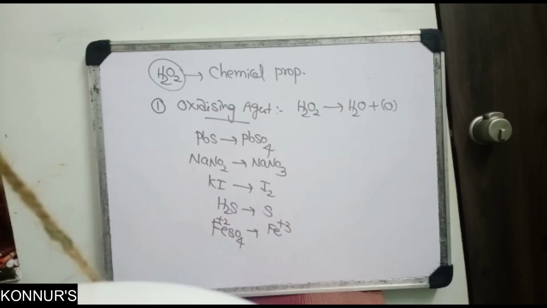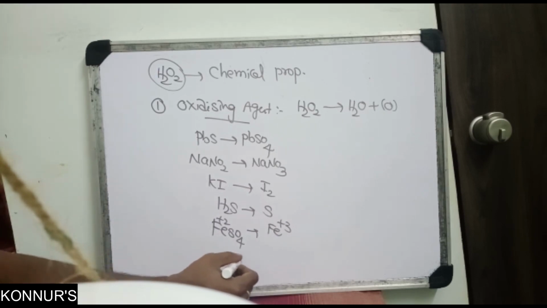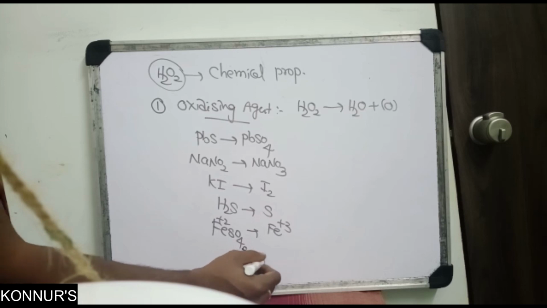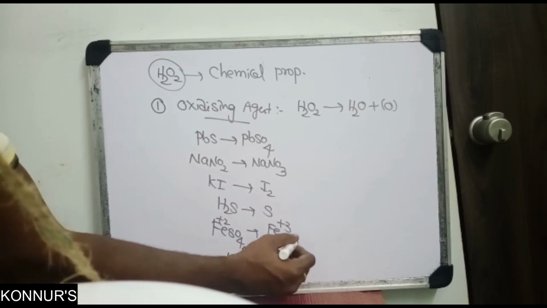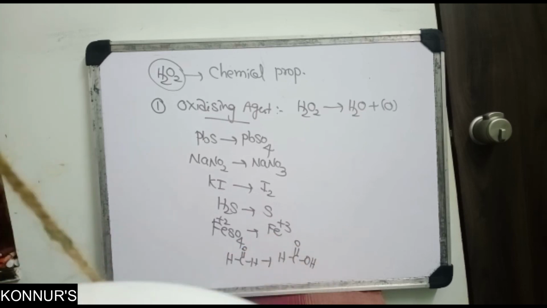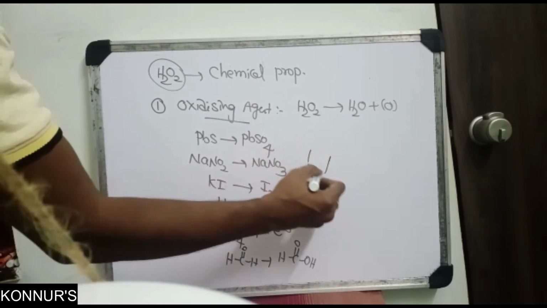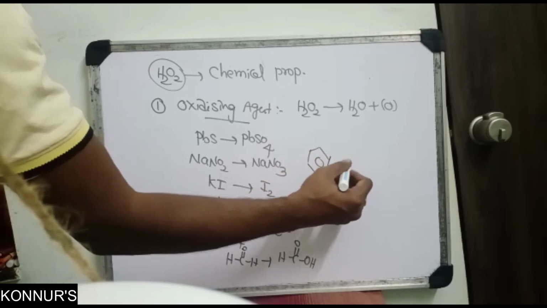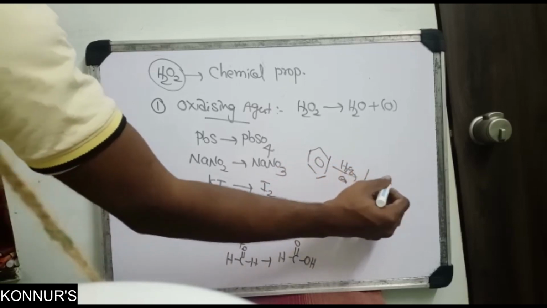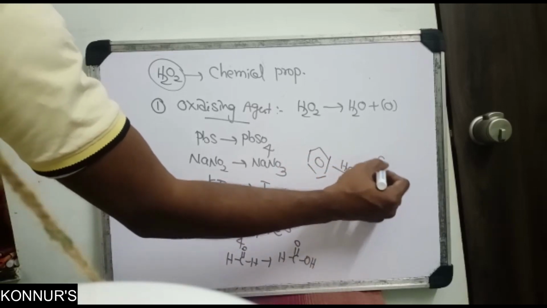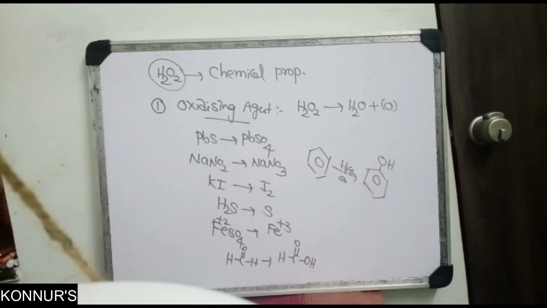So ferric sulfate. Suppose you take an aldehyde, formaldehyde, that becomes formic acid. So it means supplying oxygen only. Suppose benzene: benzene, we heat with H2O2, you are getting phenol. So oxygen is supplying that one.